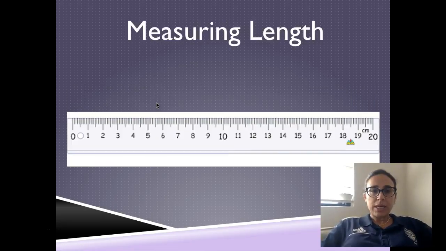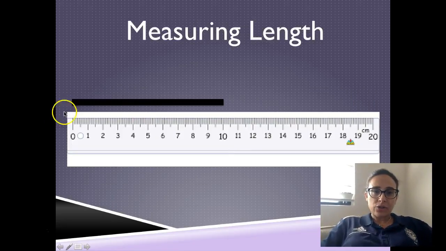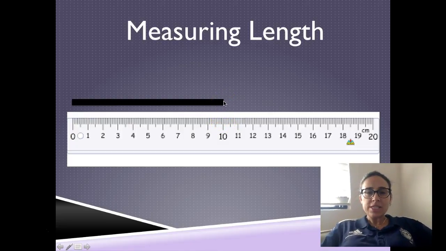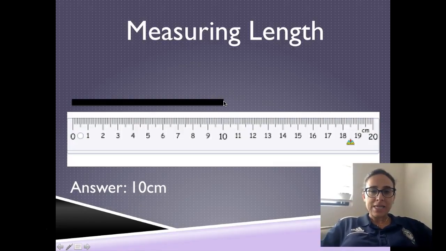When we measure, we need to make sure that we start at 0. So you can see this black line, it's starting at 0 and it's going all the way to the number 10. You've got to be very accurate when measuring. So this line is 10 centimetres. It's always very important that you put centimetres after it so we know what unit you are measuring in.